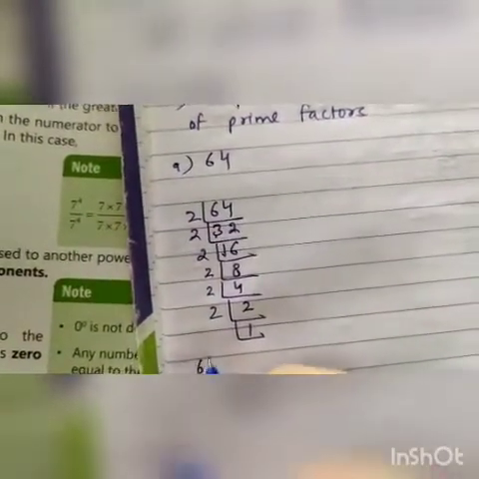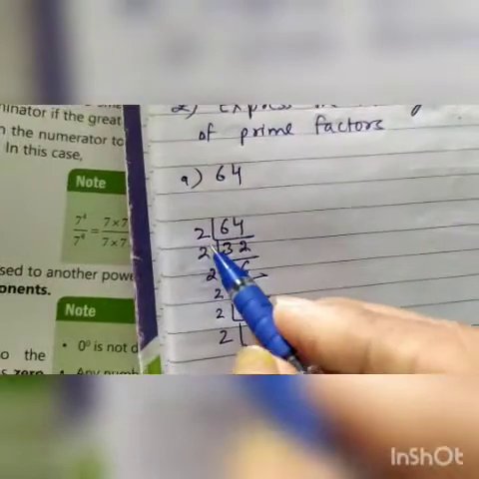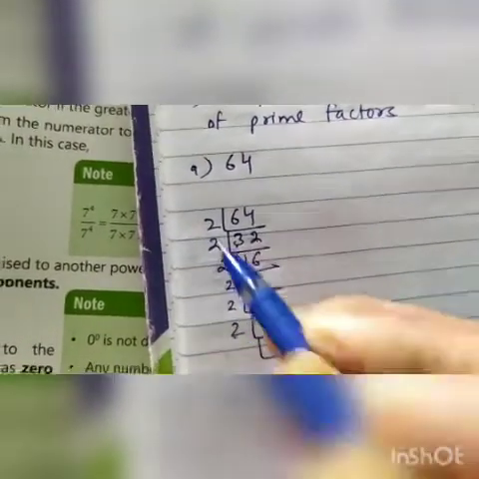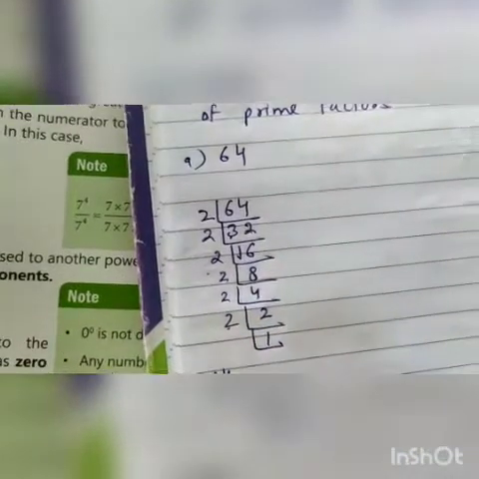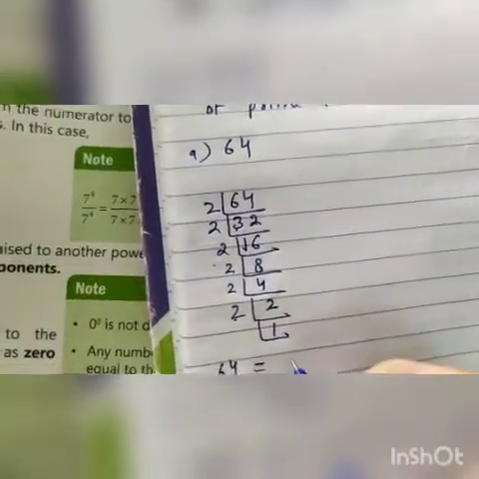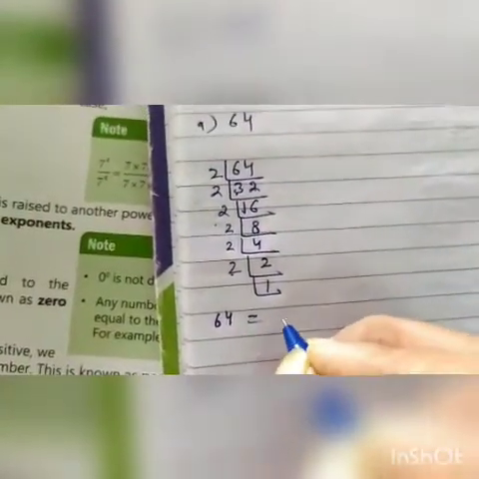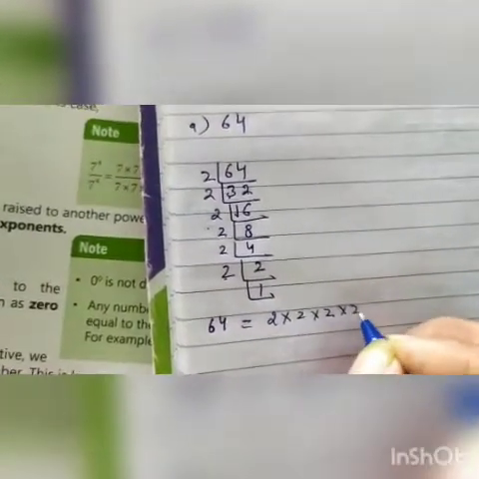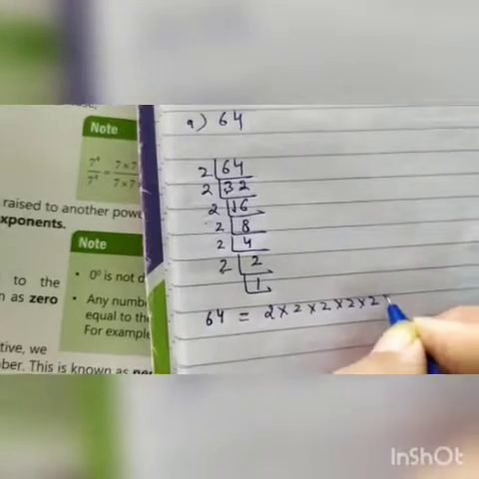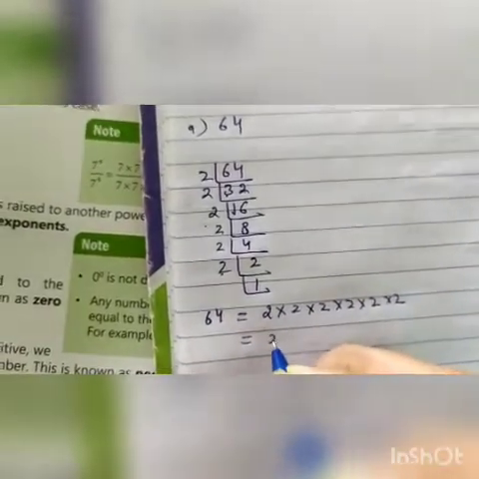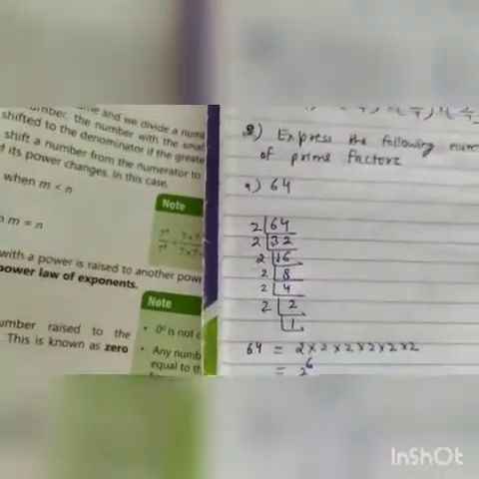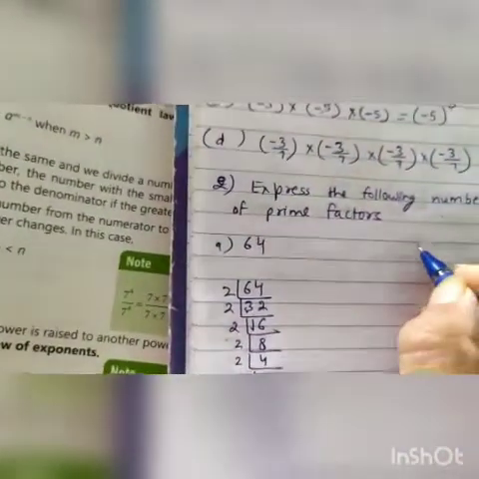So here we are getting 1, 2, 3, 4, 5, 6, 6 times 2 for 64. It means we can write 64 is equal to 2 into 2 into 2 into 2 into 2 into 2, is equal to 2 power 6. Clear? Then our B part.